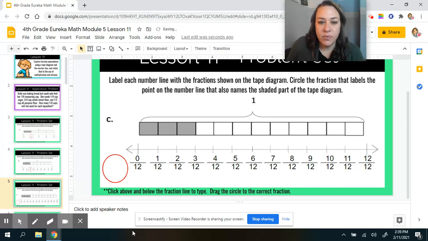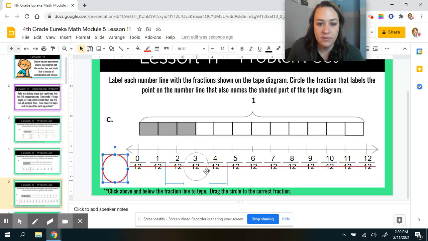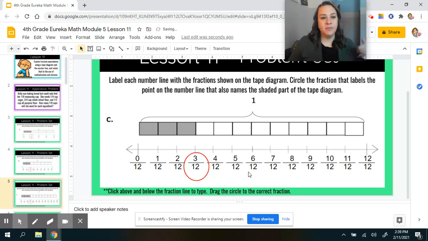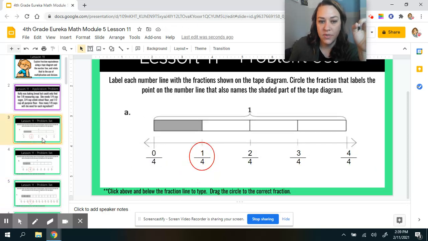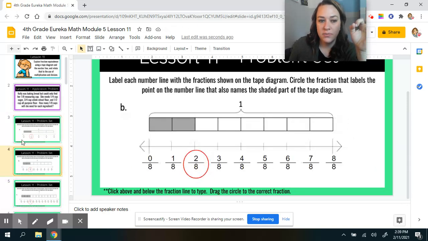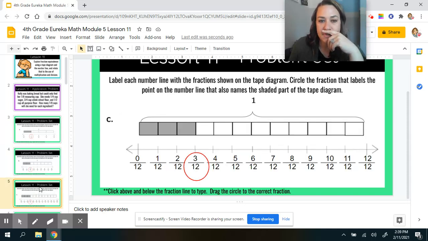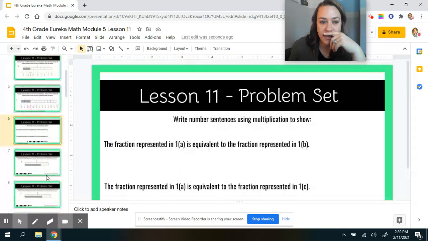So now let's see what fraction is labeling the point on the number line. So if we see that our 3 are shaded, then we are going to want to circle our 3/12. Okay. So in the next portion, we're going to talk about all three of these fractions. We had 1/4, 2/8, 3/12. So I want you to be thinking about that as we go down here to our next slide. It's going to ask us about those questions.